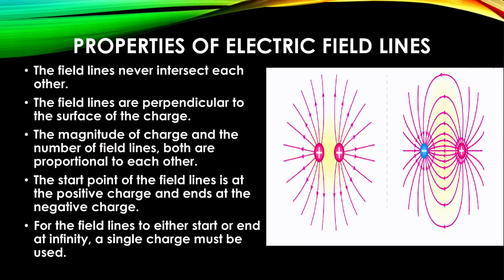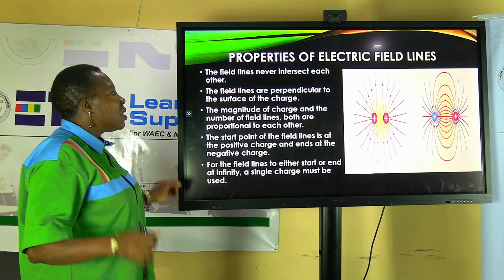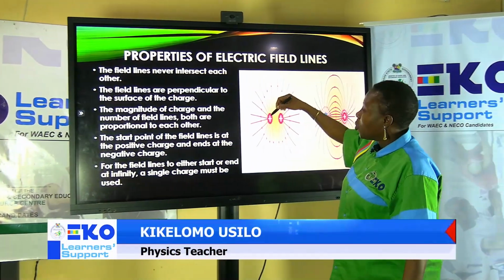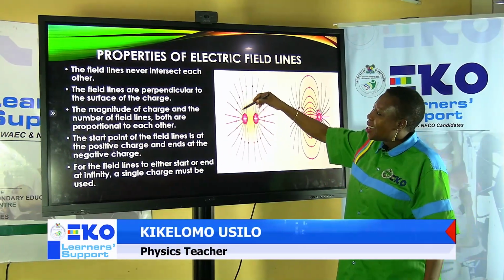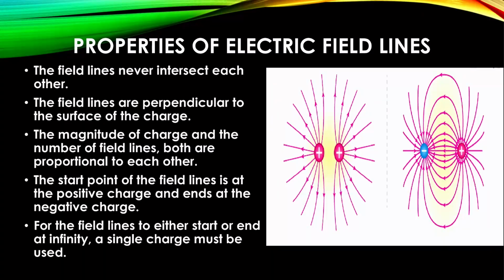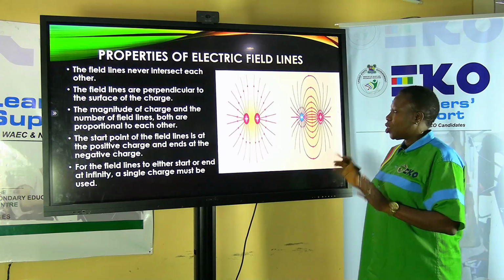Properties of electric field lines. These lines, as you can see, we told you they are imaginary lines. They never intersect each other. The field lines are perpendicular to the surface of the charge, and the magnitude of the charge and the number of field lines are both proportional to each other.